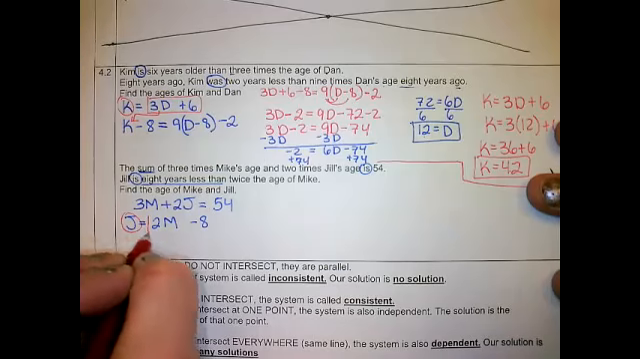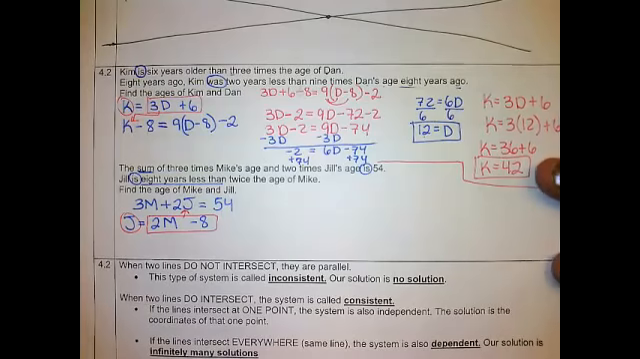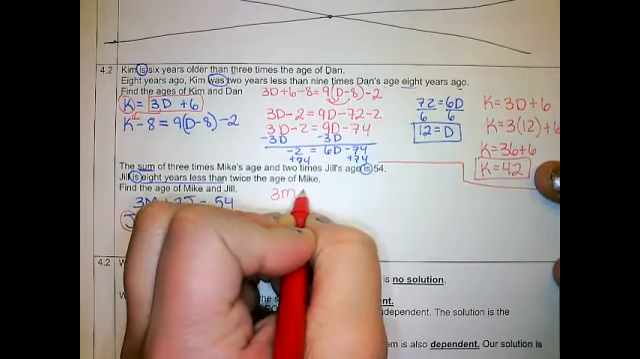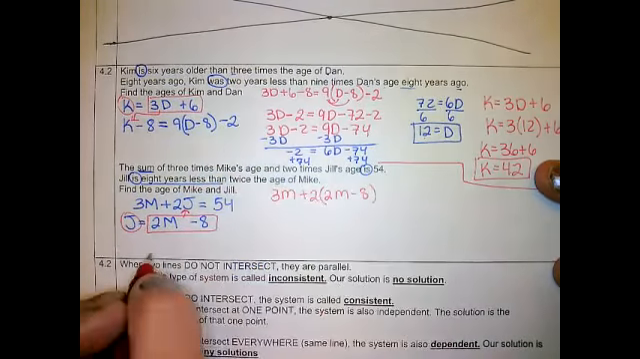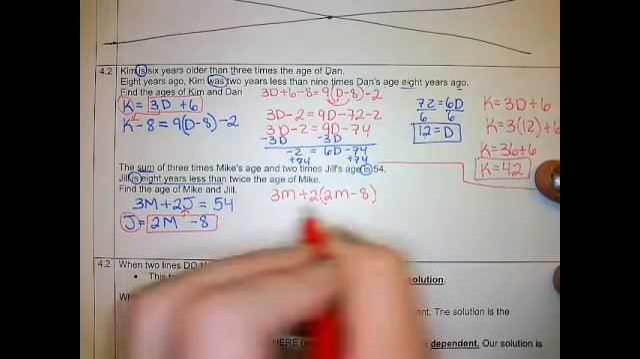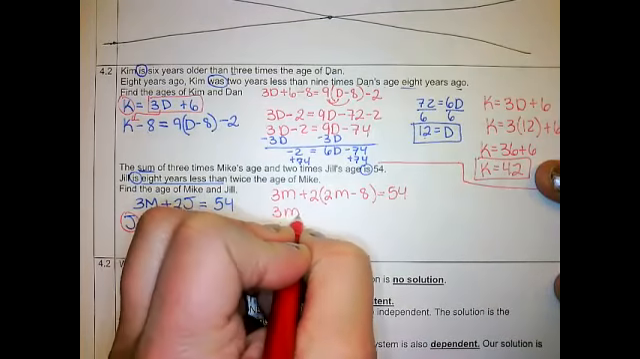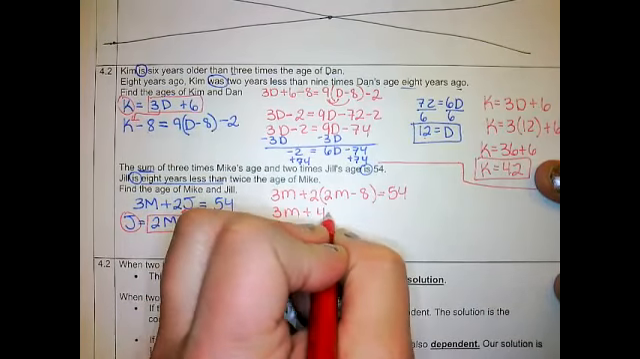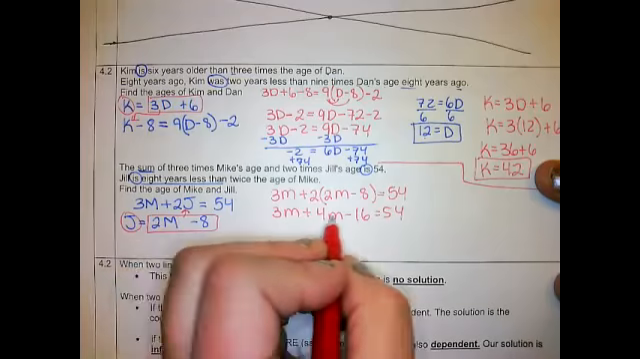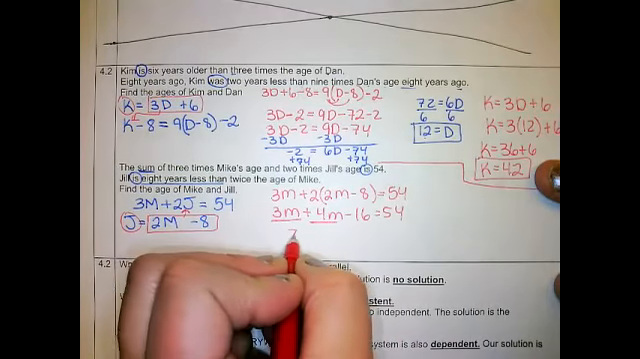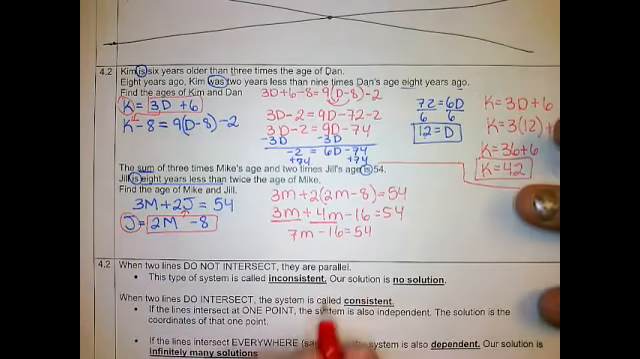So now we have our J, so anywhere we see a J in the other equation, we're going to plug 2m minus 8 in. So that's going to be 3m plus 2 times 2m minus 8 equals 54. So now I'm going to go on ahead and distribute. So 2 times 2m is 4m, and 2 times negative 8 is negative 16. I can combine my like terms. 3m and 4m is 7m minus 16 equals 54.